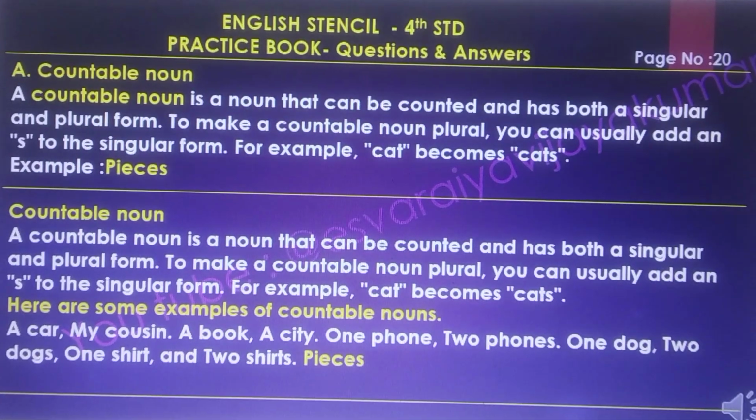A countable noun is a noun that can be counted and has both a singular and a plural form. To make a countable noun plural, you can usually add an s to the singular form. For example, cat becomes cats.